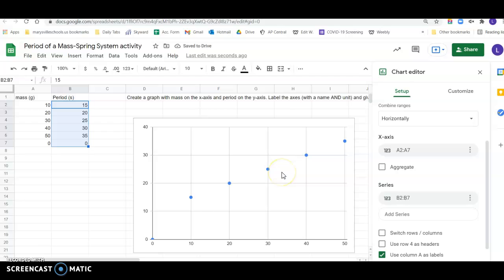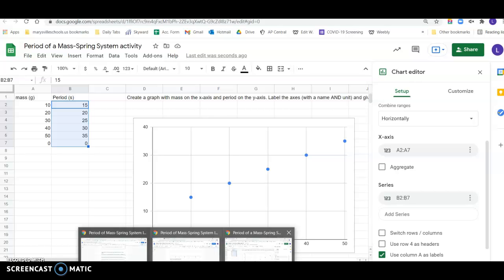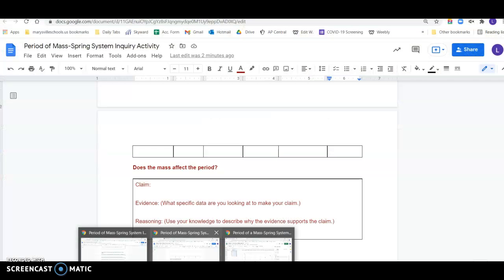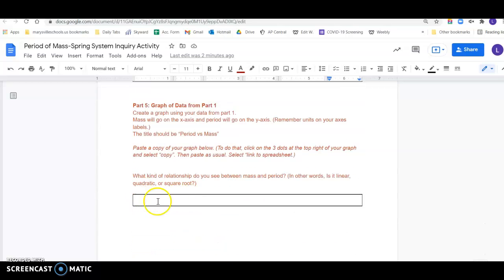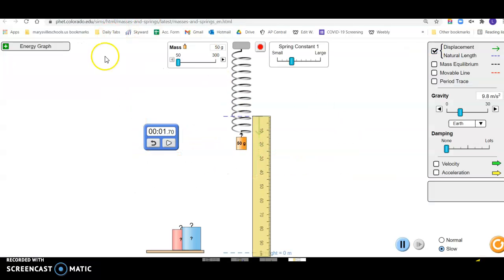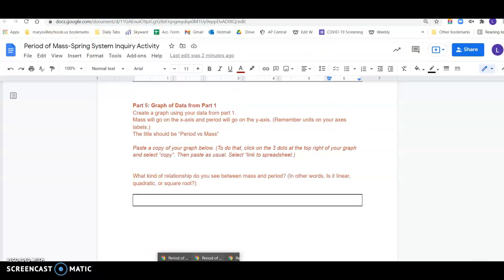You are going to need to determine what type of graph it is, if it is square roots or whatever else it could be, linear, quadratic, all of those different things. Notice this is part 5 that I'm referring to, so make sure you answer that question as well and put your graph in here.